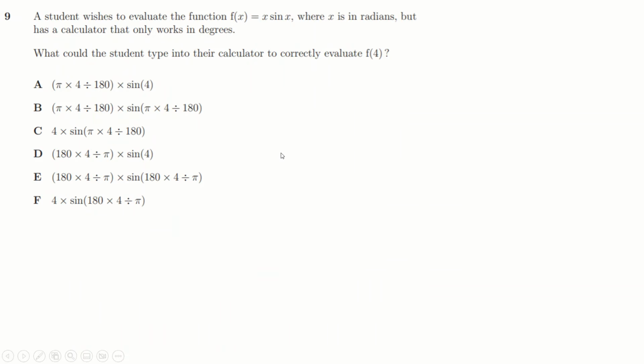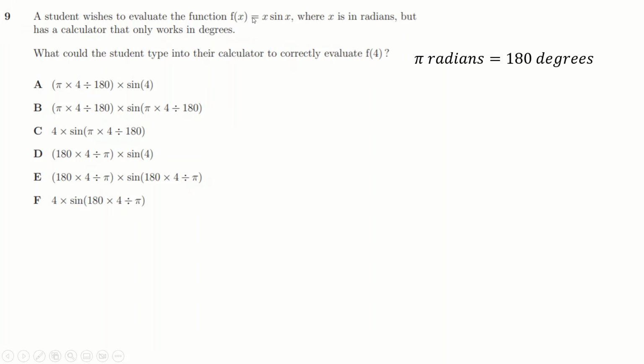Trying to evaluate this thing in radians, but the calculator only works in degrees. What kind of calculators you have, mate. Anyway, so we just need to convert the input of the trig function to degrees. We do not need to convert this thing because the radians to degrees thing only matters when you input into a trig function. So the answer is not going to be any of these. It's either going to be C or F, because you don't need to change this x, you just need to change this one.